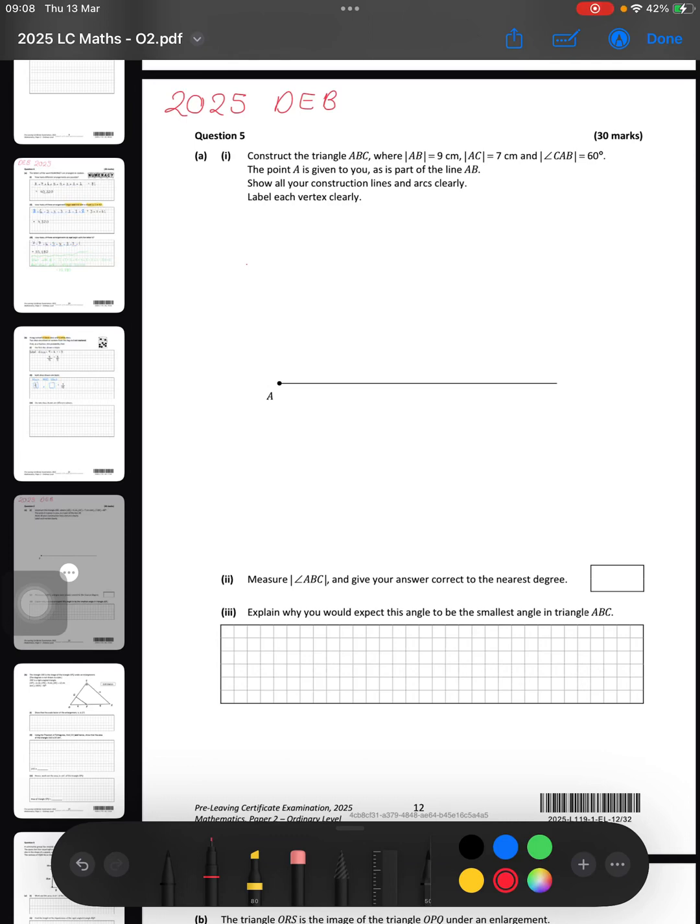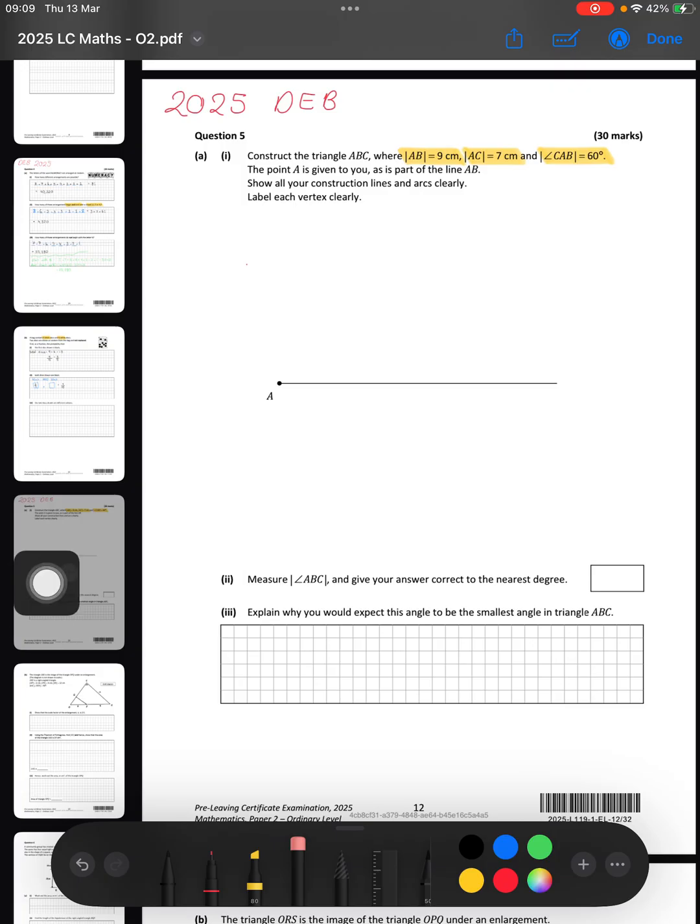Okay, so this is our Paper 2 from the 2025 mock from DEB. Question 5 is a construction. It gives me the length of AB, AC, and then the angle at A, the angle made from C to A to B.